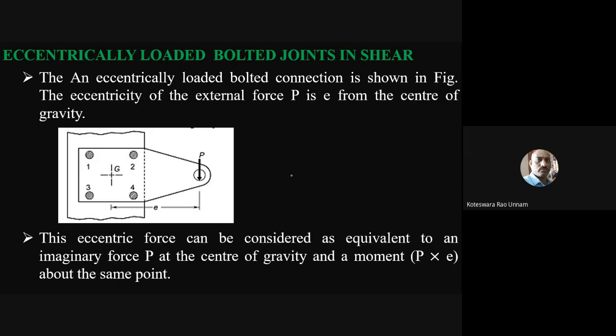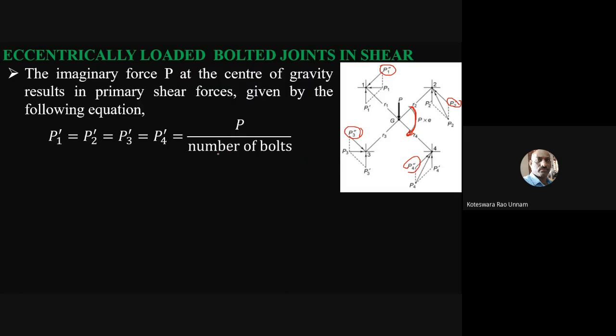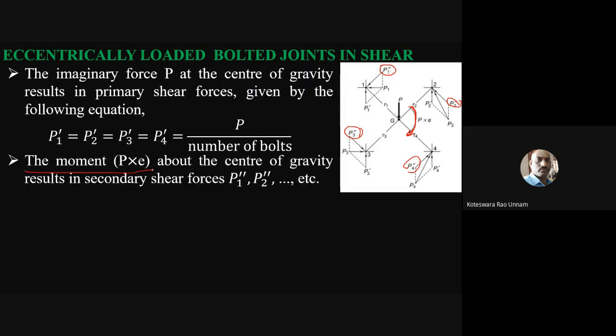Okay, so now follow the class. So that means this bending moment will create a torsional shear stress. So what I'll do is I'll take the torsional shear stress is due to a secondary shear force on the bolt. That secondary shear force will denote that one as, in the first bolt that is P1 double dash, in the second bolt it is P2 double dash, and third bolt it is P3 double dash, and fourth bolt it is P4 double dash. So that's what I showed it here. The moment P cross E about the center of gravity results in secondary shear forces P1 double dash, P2 double dash, and so on, up to P4 double dash.